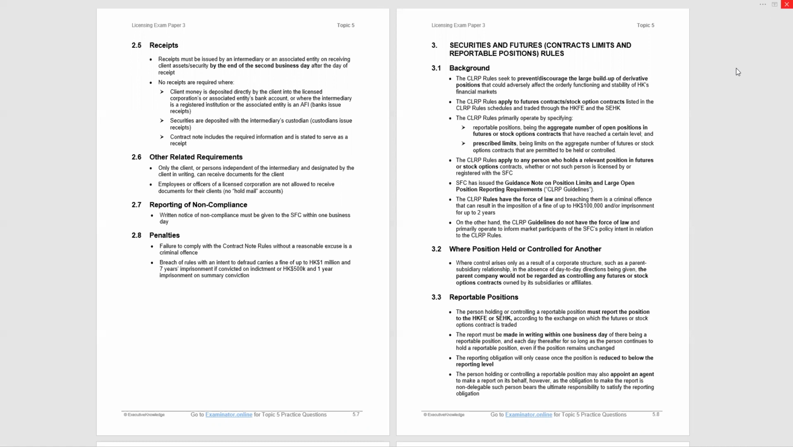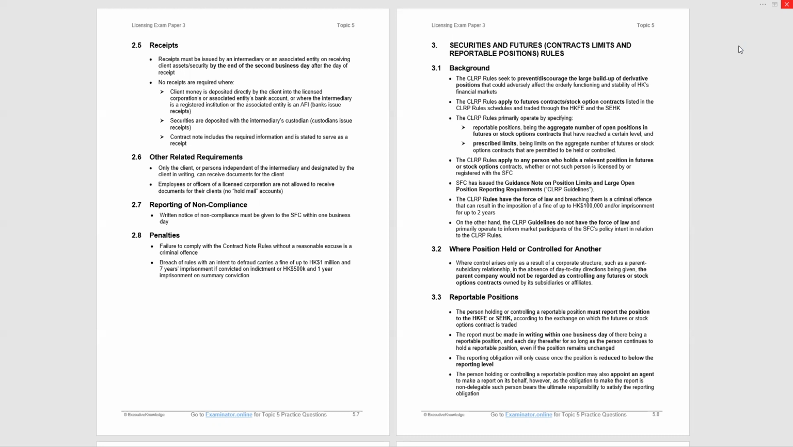Other related requirements with the contract note rules: only the client or a person independent of the intermediary designated by the client in writing can receive the documents. So employees or officers of the licensed corporation are not allowed to receive the documents, no hold mail accounts. And reporting of non-compliance and penalties is the same as with other rules that we have covered. Now we move on to the third and the last section for topic 5, and this is relatively new material, can be examined, fairly detailed.